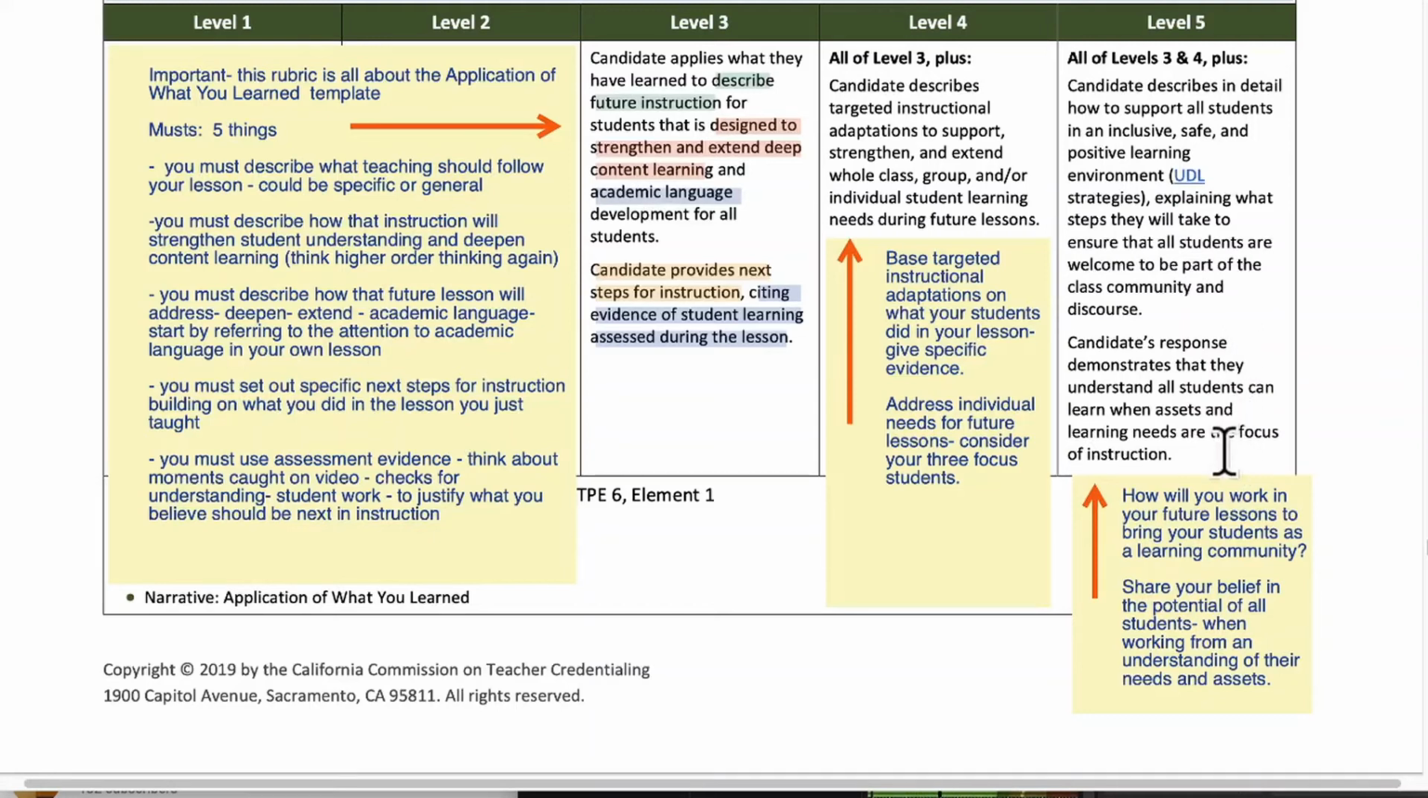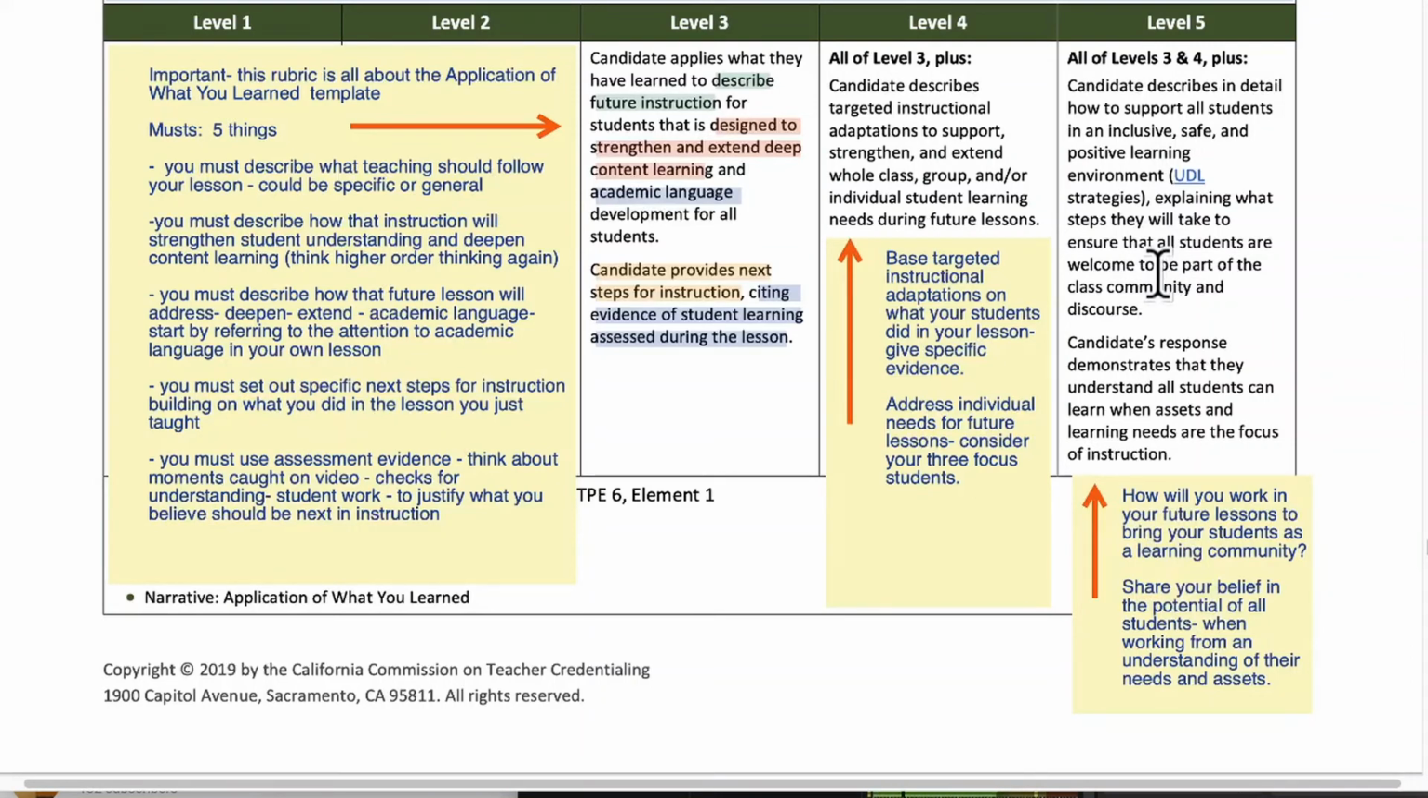And they're giving you a template right there too. You should say somewhere how you believe that all students can learn, how your teaching will support all students in the future based on the learning needs and assets, and why that is such an important way to think about your teaching. So I wrote down here, how will you work in your future lessons to bring your students together in their learning as a community, and share your belief in the potential of all students when working from an understanding of their needs and assets. So those are the two things I suggest you do to move to level 5.